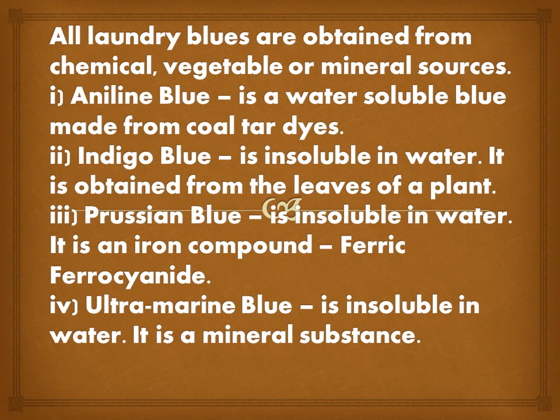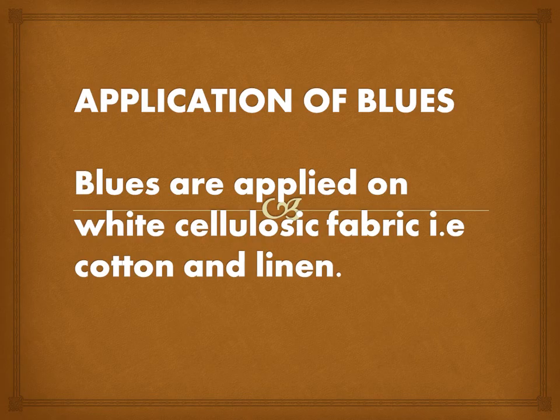Indigo Blue is insoluble in water. It is obtained from the leaves of a plant. Prussian Blue is insoluble in water. It is an iron compound, Ferric Ferrocyanide. Ultramarine Blue is insoluble in water. It is a mineral substance. How are blues applied? And on what fabric is blue applied? Blues are applied on white cellulosic fabrics, that is cotton and linen.